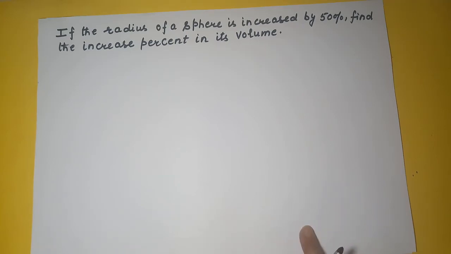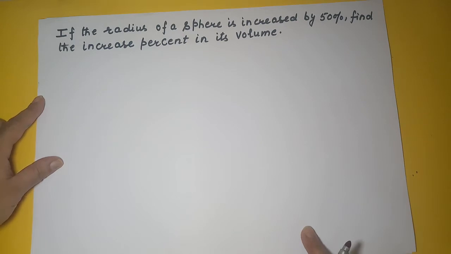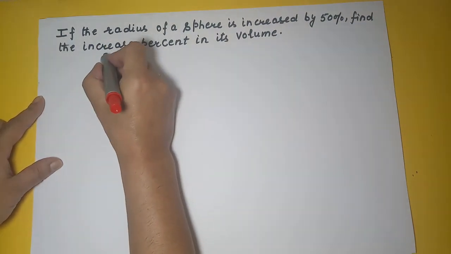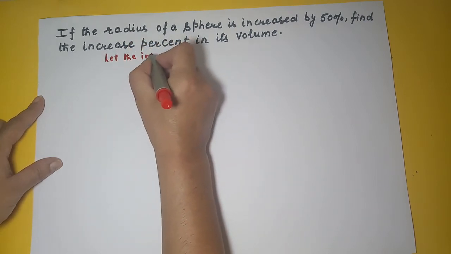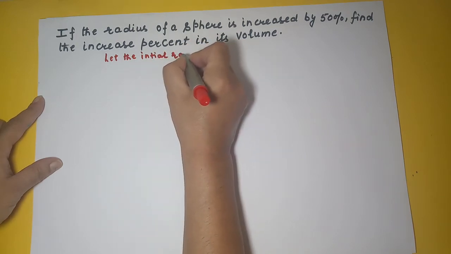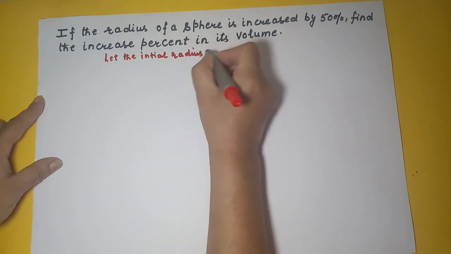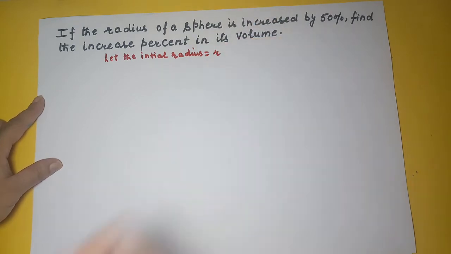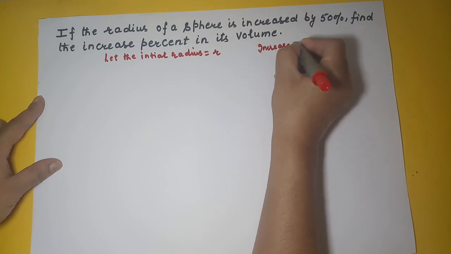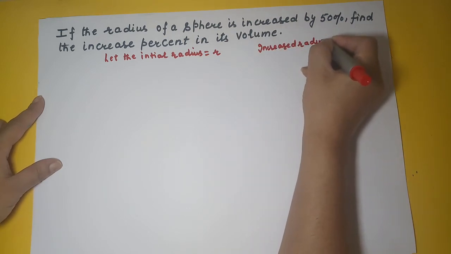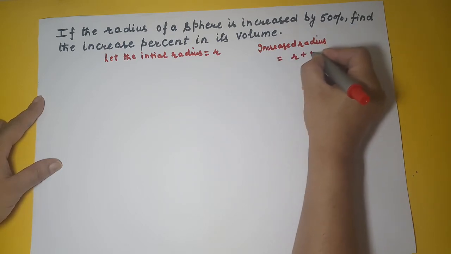Our last part of the sphere. Here the question is that if the radius of a sphere is increased by 50%, find the increase percent in the volume, right? So what we will do is we'll say let the initial radius be r, right? Now increased radius will be r plus 50% of r.